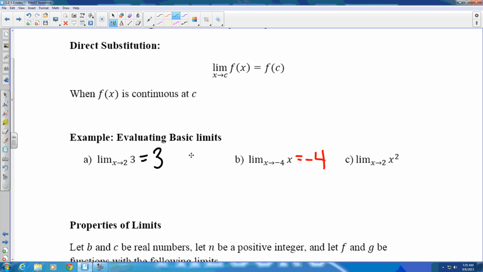Part C here, we have the function x squared, which is the basic parabola. If we have the x value of 2 for our limit, we just plug in 2. So 2 squared, which of course is 4.